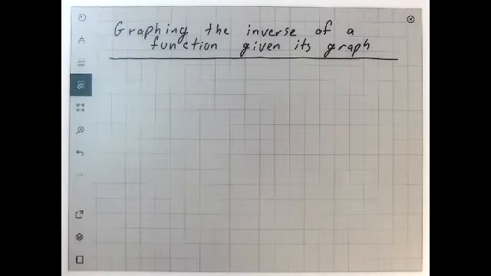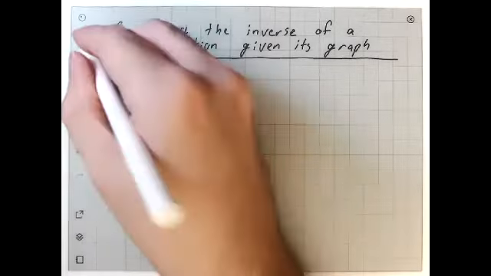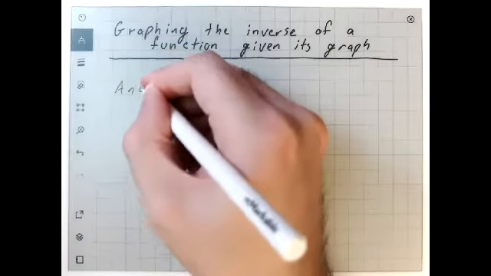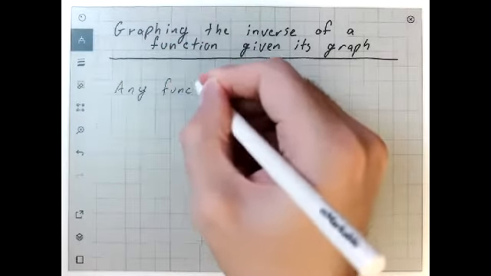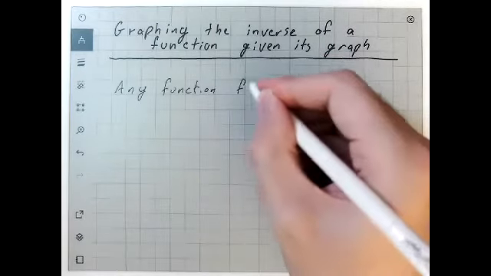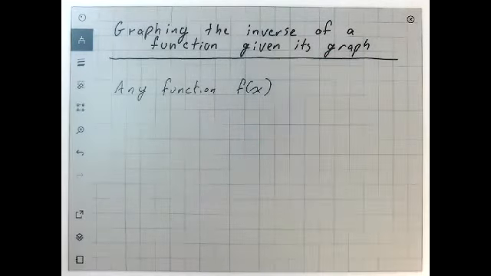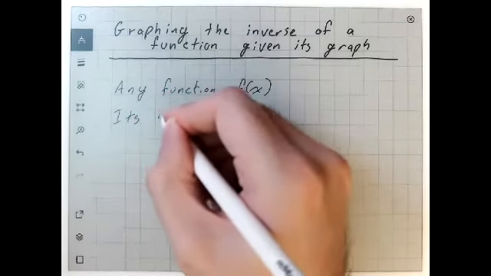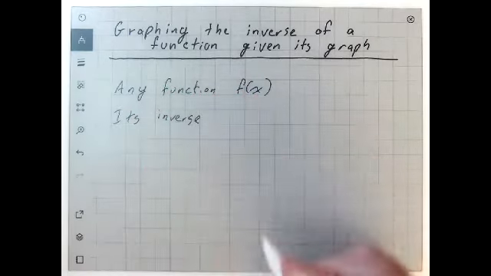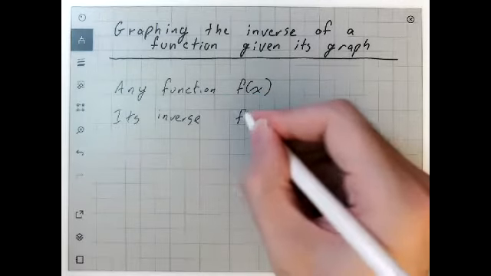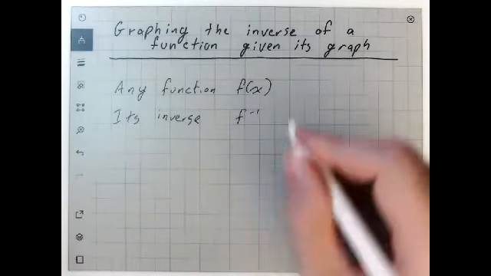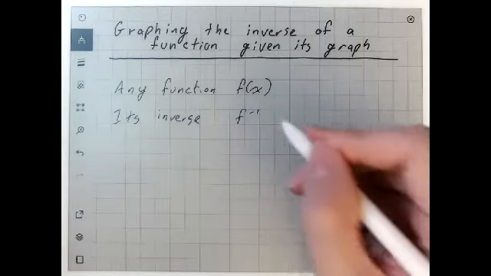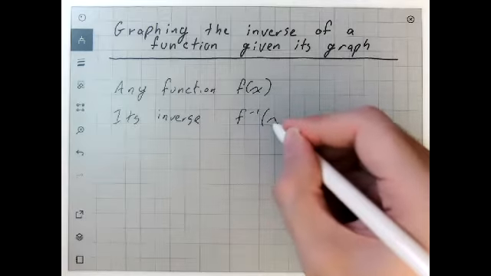Graphing the inverse of a function given its graph. In order to start into this, we need some function, call that function f of x. We also need its inverse, and typically we denote an inverse as the name of the function with a superscript of -1.